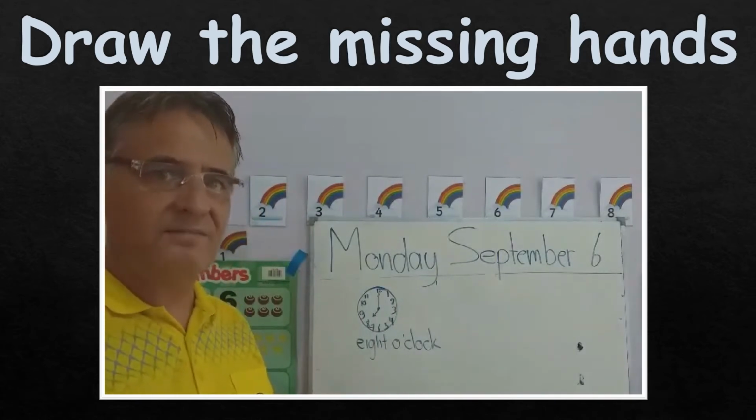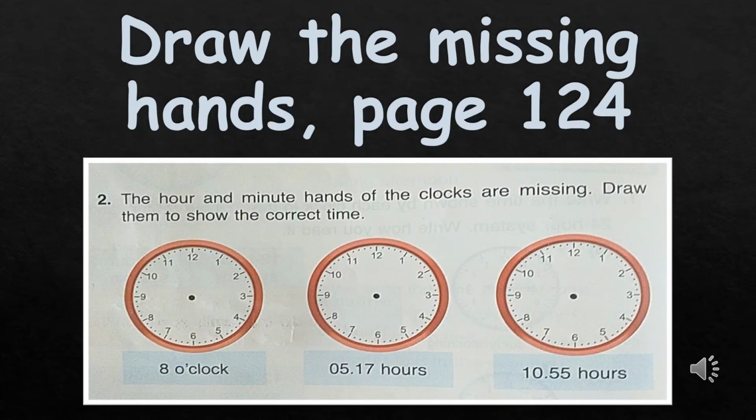Let's have a look at 5 more of them. Okay, so I showed you the first one already, 8 o'clock, so you can already draw those in. Now, what I want you to do is look at the other 2 clocks. One says 05:17 hours, the other one says 10:55 hours. So 5:17 and 10:55. I want you to pause the video now, write or draw the hands in the clocks, and then start the video again.